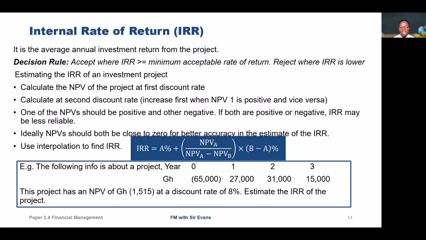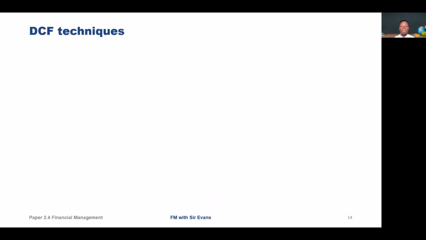So to estimate the second discount rate, we need to reduce it. So let's say we'll use 4%, and then we also arrive at a particular NPV, and we input all of these into the IRR formula. To use the IRR formula, we need the A%, which is 8%, then the NPV from the A. And we need the second B% and the NPV from the B. And that should give us an IRR of 6.6%.